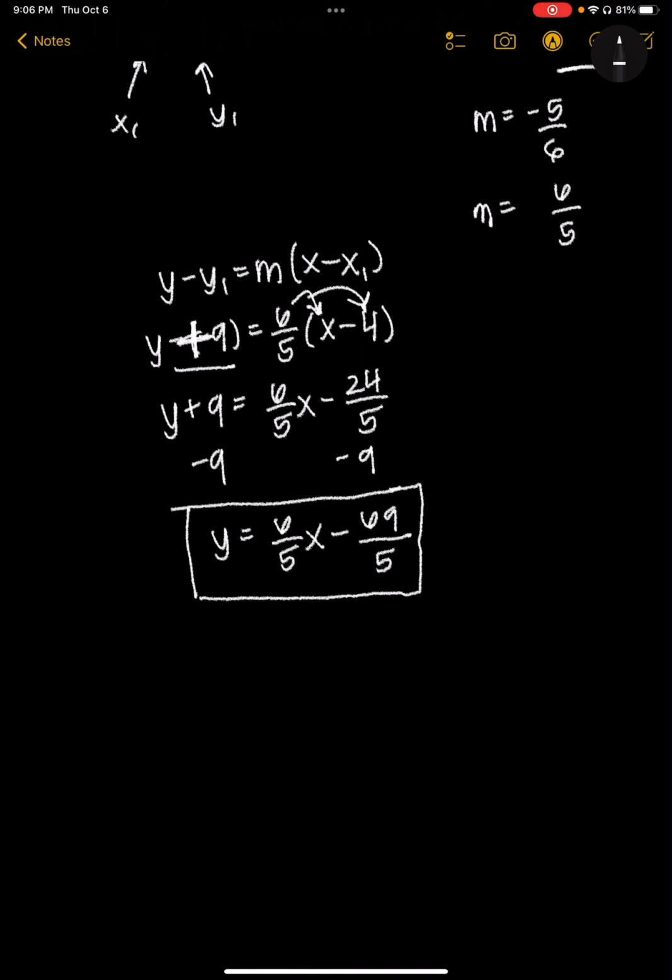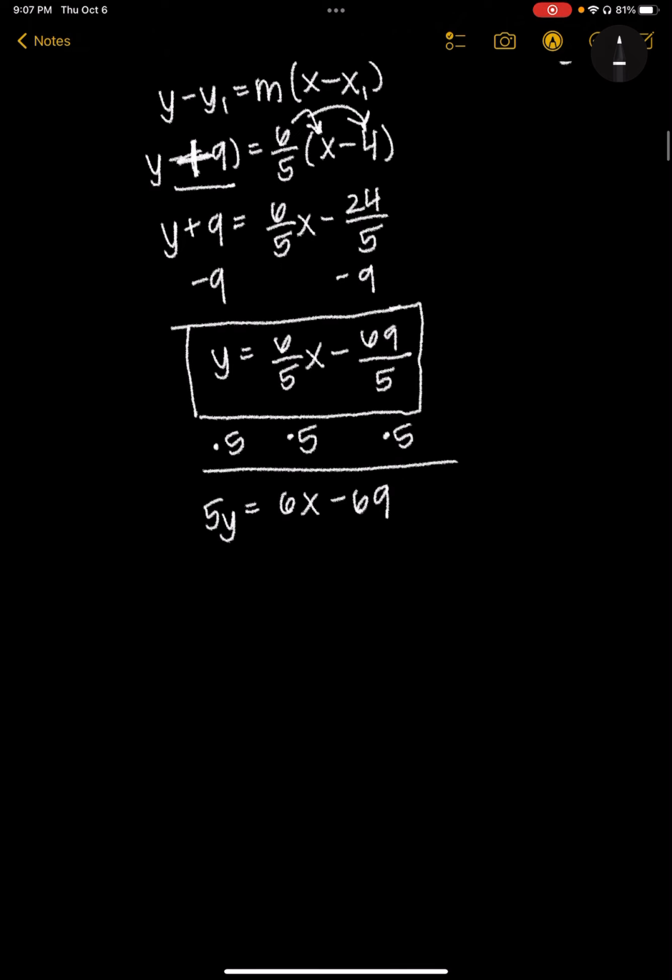Now the very last thing we have to do is get it into standard form. I'm going to do it the same way as we did it last time by getting rid of the fractions first. To get rid of the fractions, I'm going to multiply every single chunk by 5 because that's the denominator. And when I multiply by 5, those denominators on the fraction should go away. So I'm going to get 5y equals 6x minus 69. And then I want to get the x and the y on the same side. So I'm going to subtract 6x from each side. So I get negative 6x plus 5y equals negative 69.